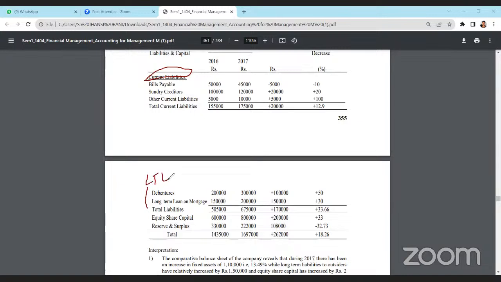Current liabilities, long-term liabilities, and then we will have equity share capital and reserves and surplus. When you add these three, total current liabilities and long-term liabilities, all together, if we add the three, we will get the total liabilities. This will be there as it is in the question, so there is nothing much to worry about.